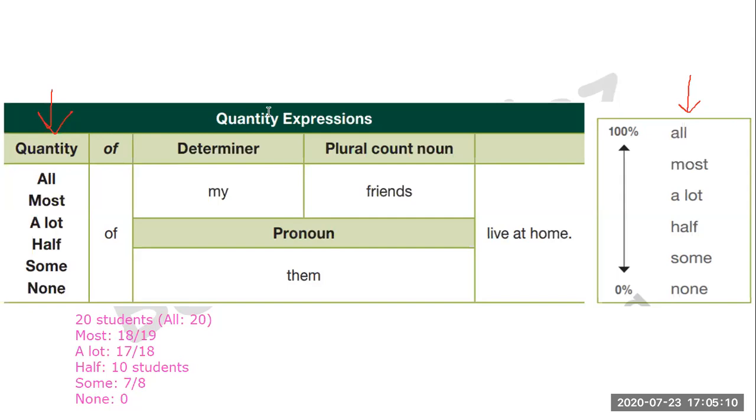Sorry, let me see what I'm doing. I don't know. Give me a second. Let me change that because I don't know what's happening.